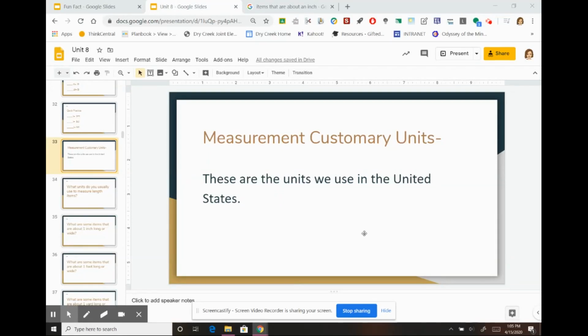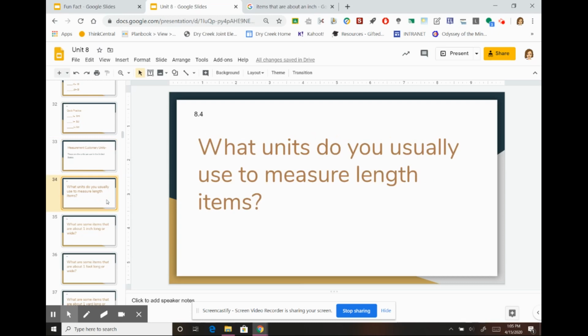All right, so in today's lesson, we're looking at the customary units of measurement. Up to this point, you'd been working with metric, what the rest of the world uses. But here in the United States, we use the customary units. So, do you know what some of the names of the customary units are called?